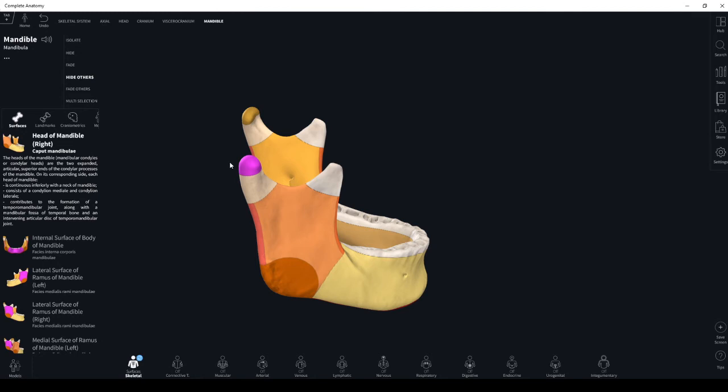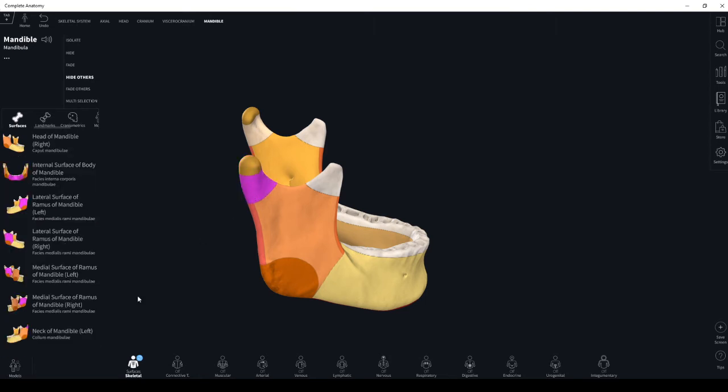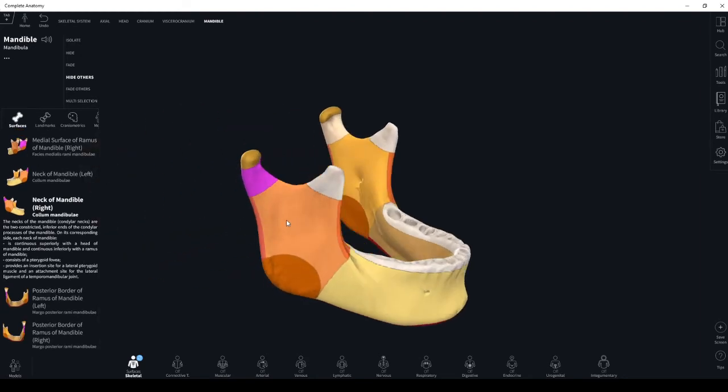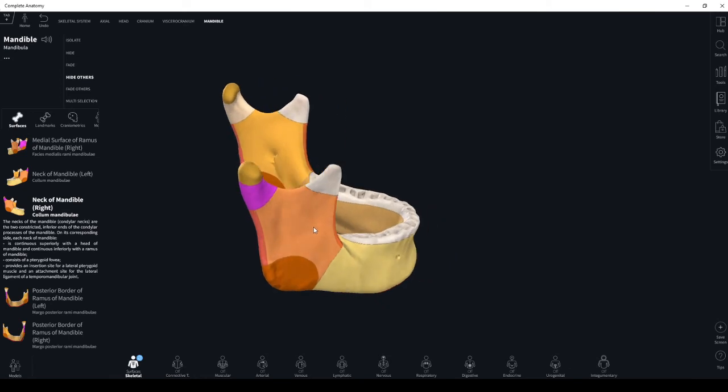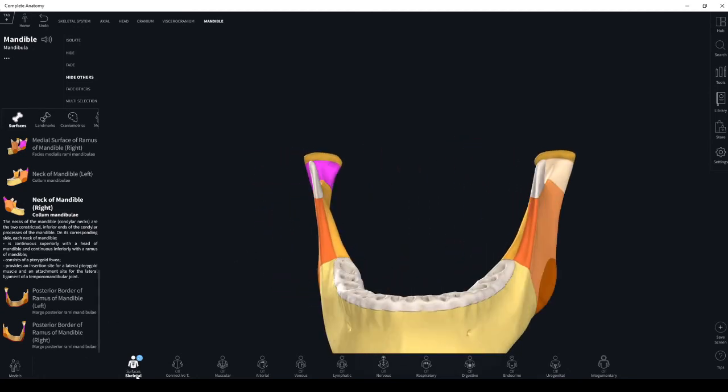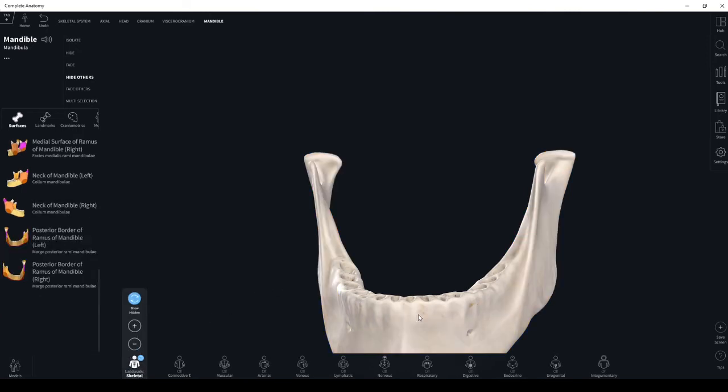The two extended articular superior ends are the condylar process, and below it is the neck of the mandible, collum mandibulae. Yes, the constricted inferior ends of the condylar process continue to the ramus. These are the main surfaces of the bone and the landmarks you can find on it.